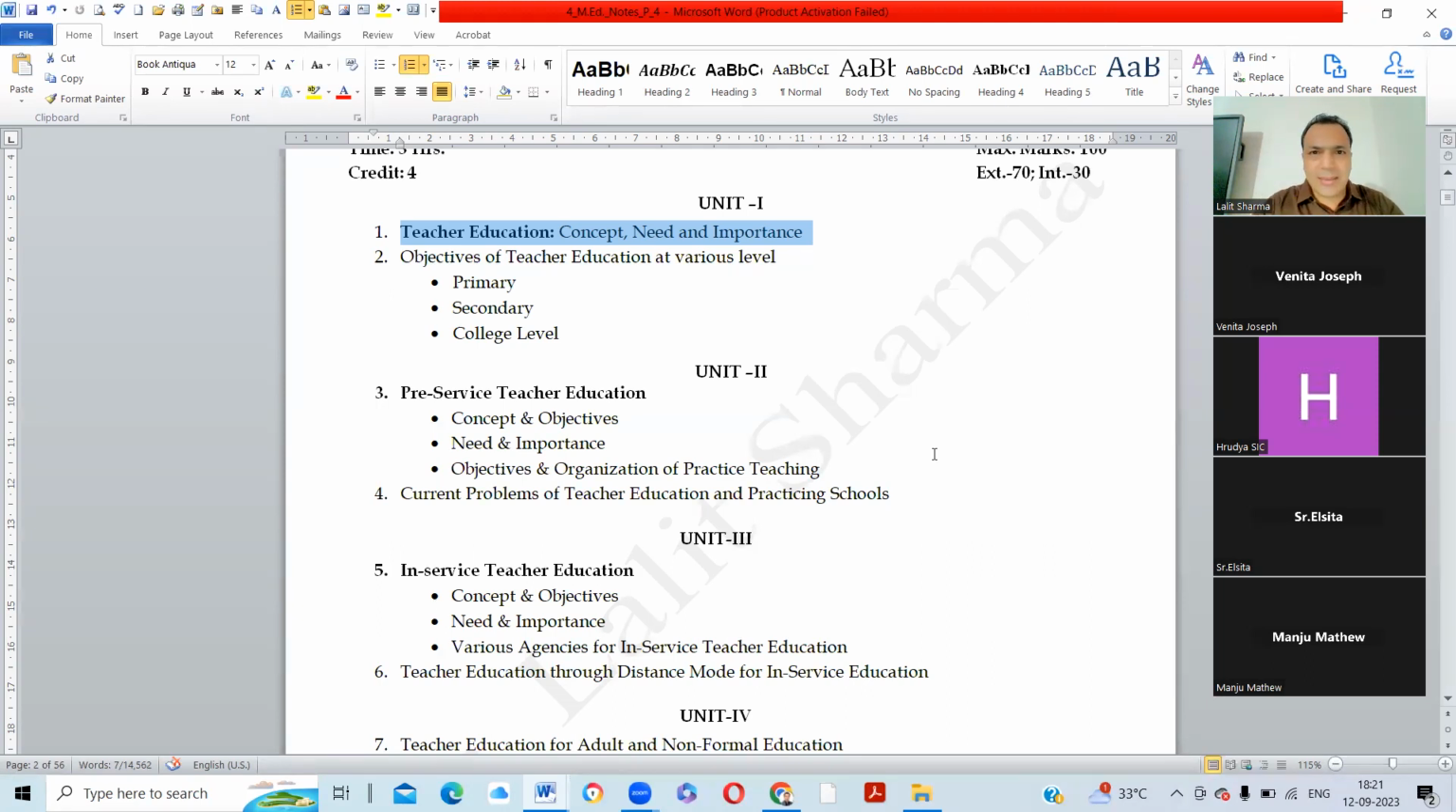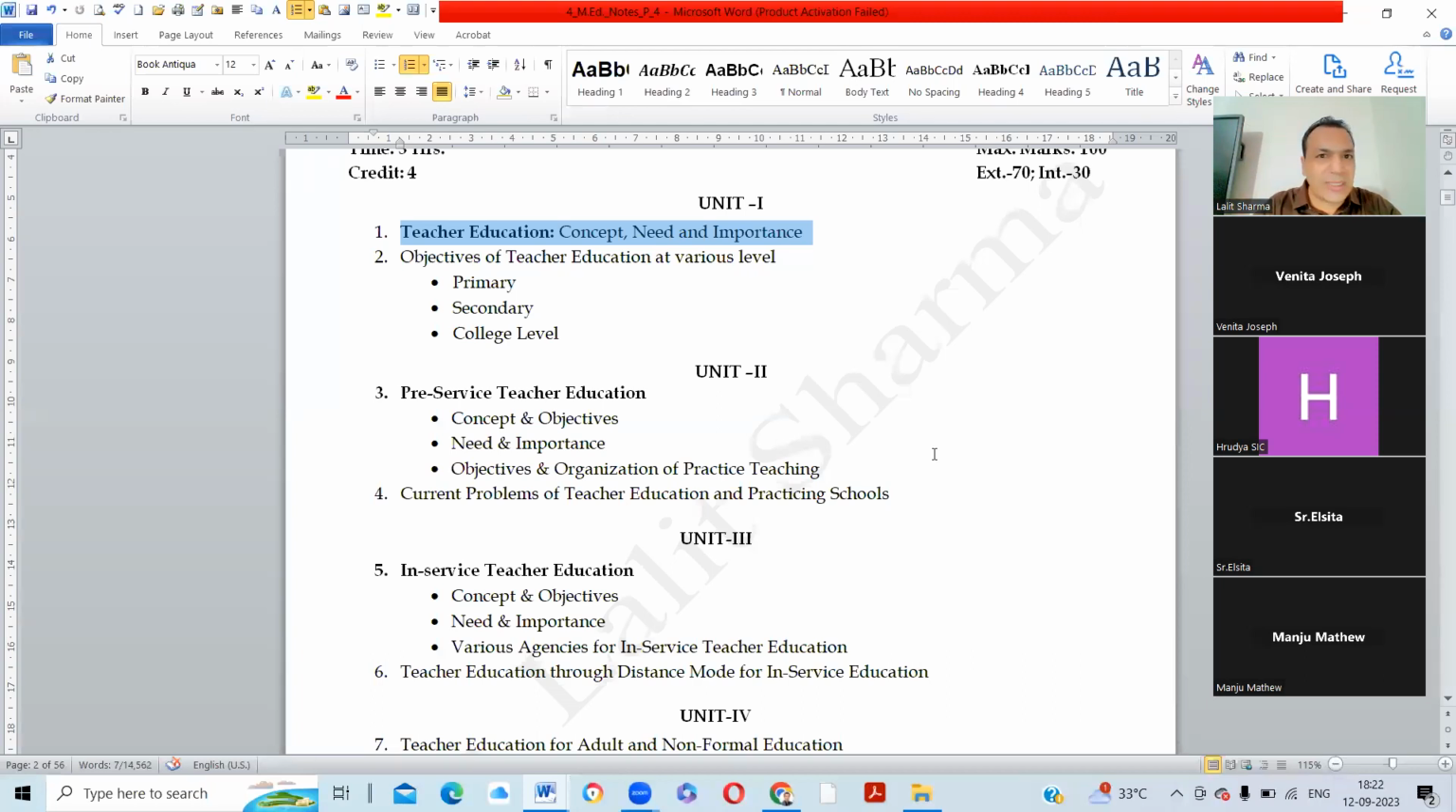So guys, first of all, try to understand 4 or 5 concepts. If these 4 or 5 concepts are cleared, then the whole paper is cleared for you. What are the 4 or 5 concepts under this paper? Number one is teacher education. Second concept is the pre-service teacher. Third concept is the in-service teacher. Fourth is practice teaching. And fifth is the programs for the professional growth of the teacher, right?